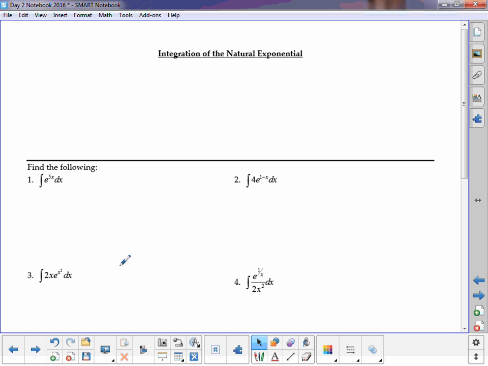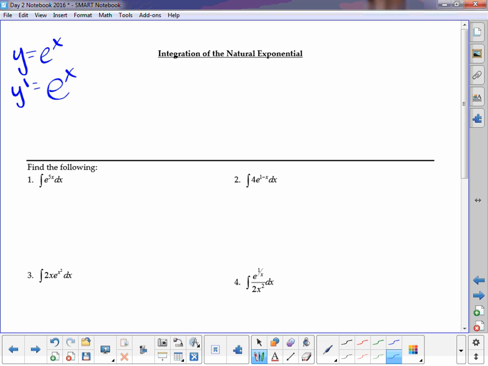Okay, so again, last class we did derivatives. Today we're doing integrals. So you must know your derivatives in order to do your integrals. Keep in mind, last class we learned that if we have e to the x, what is its derivative? What is the domain? Negative infinity to positive infinity. Good.